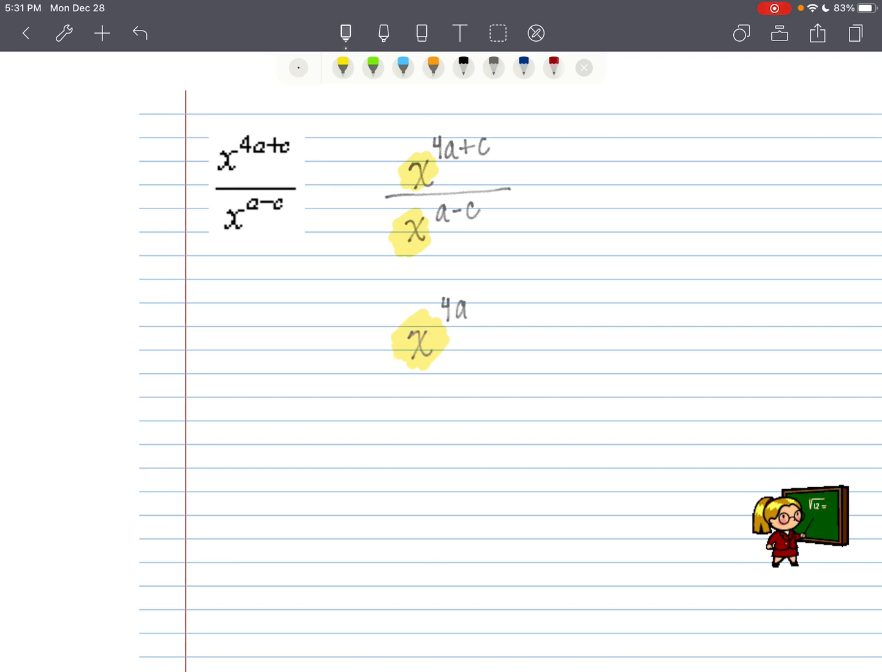So 4a plus c is our exponent in the numerator. We're going to subtract all of the exponent in the denominator, so I'm going to put all of that denominator's exponent in parentheses. When I distribute, I'm going to distribute the negative. I get minus a plus c. And that's going to give us x raised to the 3a plus 2c power. Should have said power after the plus 2c.